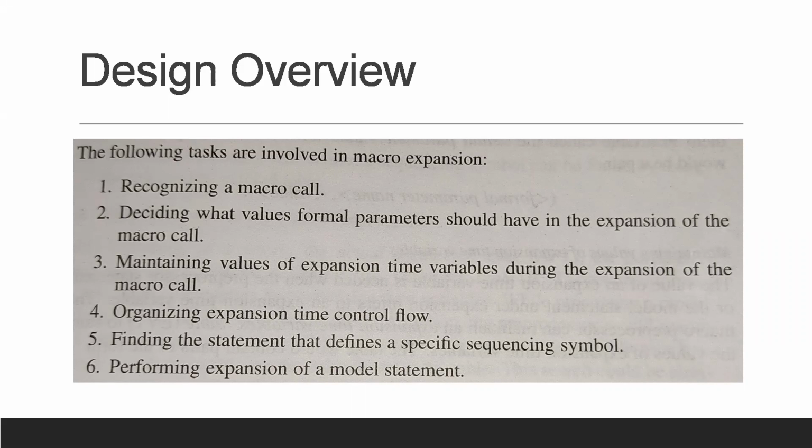First task is whenever we want to expand a particular macro, we need to recognize a macro call. Once we recognize a macro call, then the next task is deciding what values formal parameters should have in the expansion of macro call. That means a macro call with a list of actual parameters is required to map the parameters which are there in the macro definition.